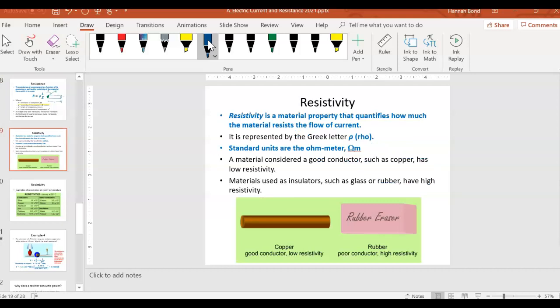The resistivity, that's the material property, is just a function of the material that the device is made out of. And a material that is a good conductor, such as copper or really any metal, has low resistivity. It's easy for current to flow through an object that is made from a conducting material. But materials that are insulators, such as rubber or glass, they have very high resistivity, and it is hard for current to flow through them.